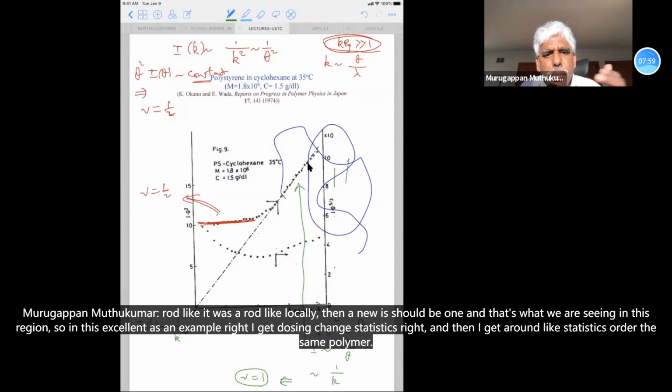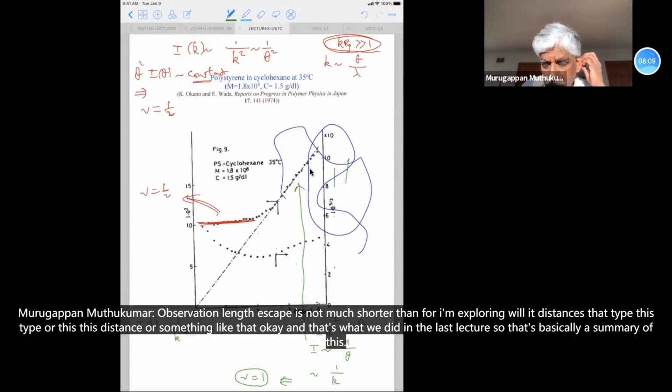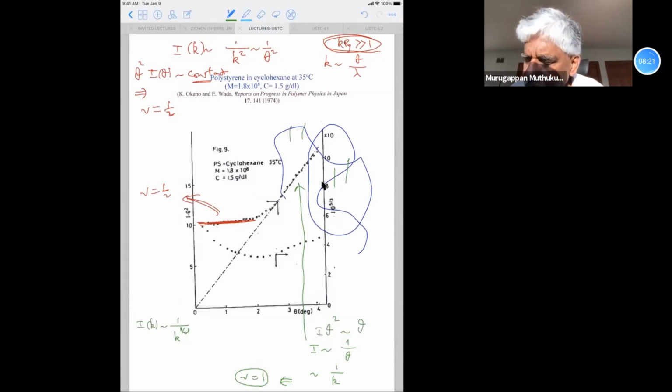So in this experiment, as an example, I get Gaussian chain statistics, and then I get rod-like statistics, although it's the same polymer, because my observation length scale is now much shorter. Therefore, I'm exploring only distances of this type. And that's what we did in the last lecture. So that's basically a summary of this.